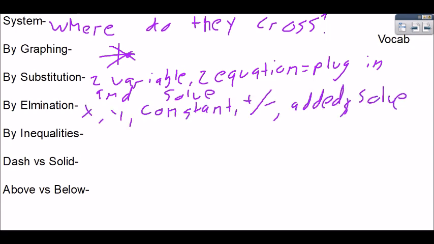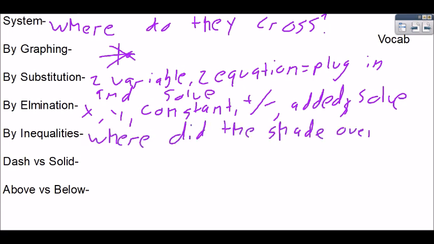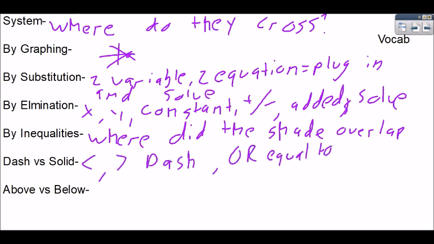By inequalities, that's where we graphed, and we had solid lines, dashed lines, and we shaded, and where did the shading overlap? Dashed versus solid, that meant was it just less than or equal to? That means dashed. If it was or equal to, it meant solid. Above versus below, if it was greater than or equal to is above, and if it was less than or equal to is below.